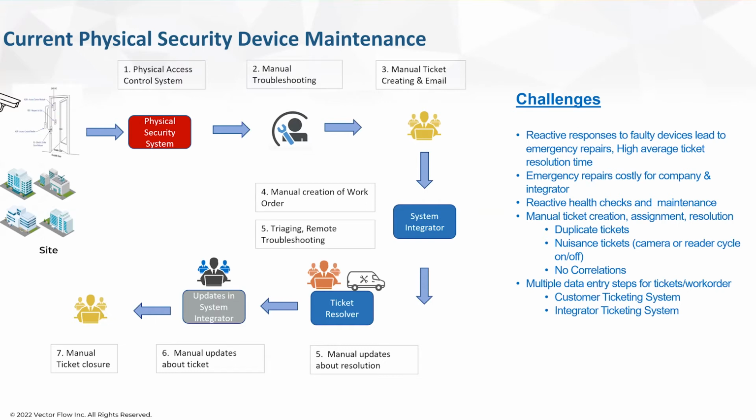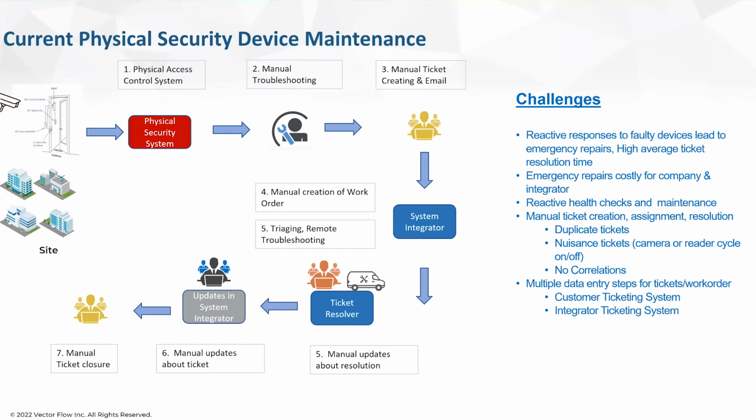The typical current state of device maintenance is the device breaks. The operator notices, or an end user reports, that a device or a door or a camera or something is no longer working. That then kicks off this break-fix process, which is, again, extremely manual and devoid of real data to be able to create a much more operational, efficient process.